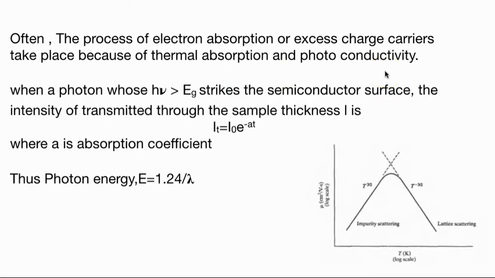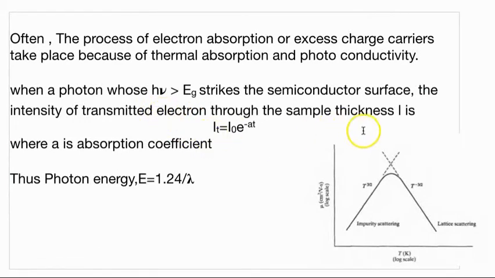Now the process of electron absorption or excess charge carrier generation takes place because of thermal absorption and photoconductivity. When a photon whose energy, given by the formula h nu, where h is Planck's constant and nu is the frequency, is greater than the forbidden gap, strikes the semiconductor surface, the intensity of the transmitted light through the sample thickness t is I = I0 e^(-alpha t), where alpha is the absorption coefficient and the photon energy E equals 1.24 by lambda.